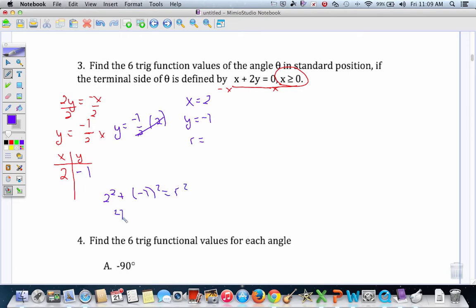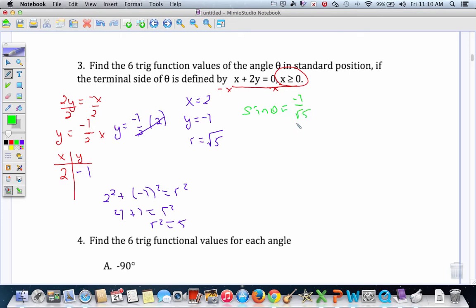So 2 squared plus negative 1 squared equals r squared, or 4 plus 1 equals r squared equals 5, or r equals the square root of 5. We'll leave that as an exact answer. I want our answers to be exact. So that will then allow us to go ahead and find our 6 trig functions.